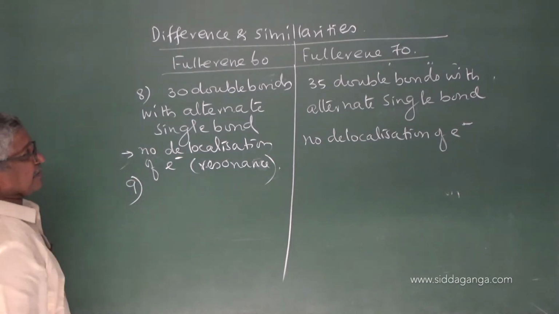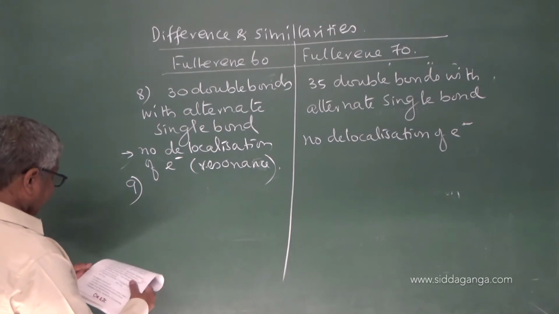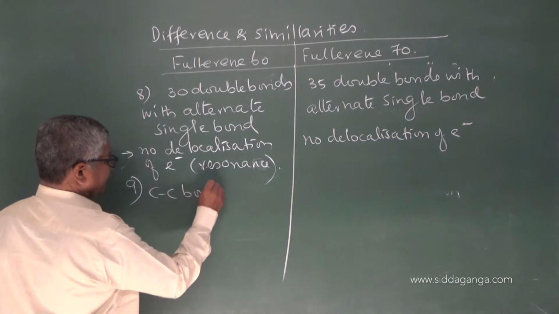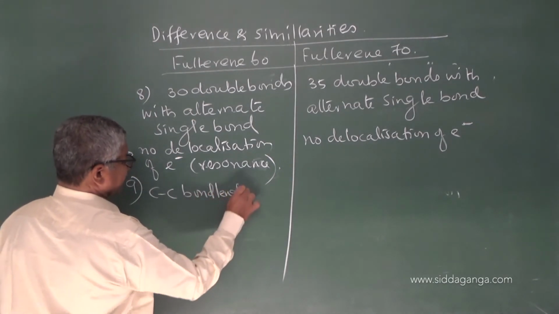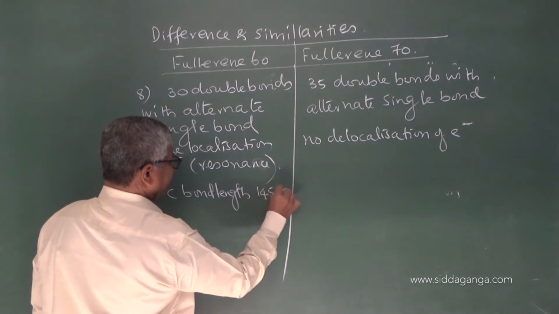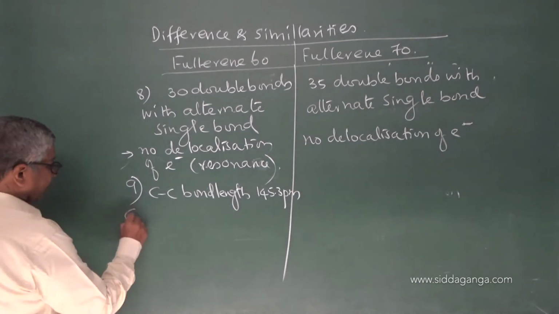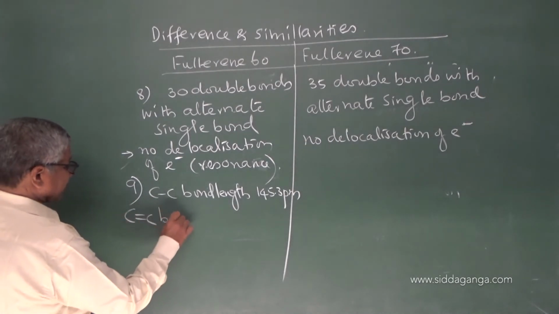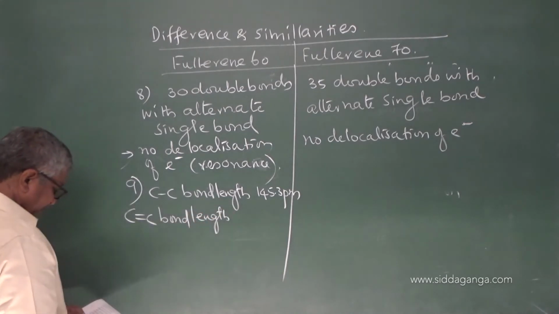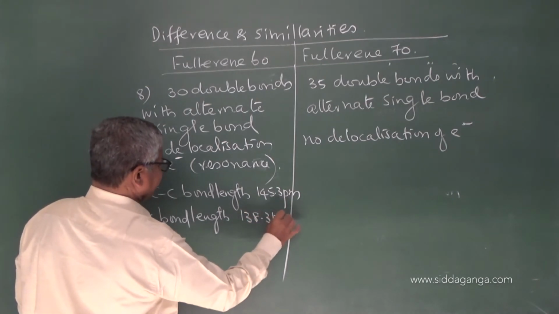The last point in the differences and similarities: the carbon-carbon single bond length is 145.3 picometer. The carbon-carbon double bond length is 138.3 picometer.